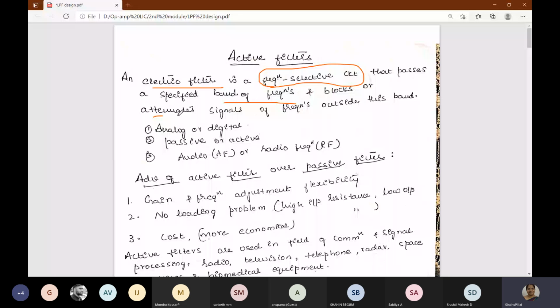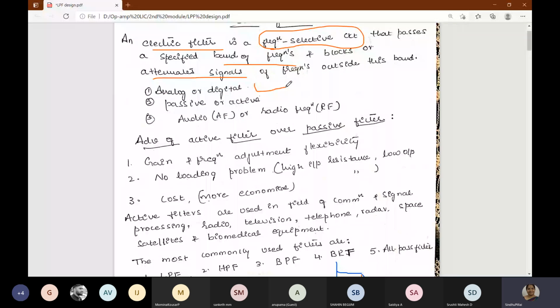How many types of filters are there? We have analog or digital filter. We have passive or active. We have audio or radio frequency filter. First one is analog or digital, then passive or active. So what are the advantages of active filter over passive filter? We'll see. The advantage of active is that gain and frequency adjustment is very flexible in active filters. Active filters means using op-amp we will be doing the filters.